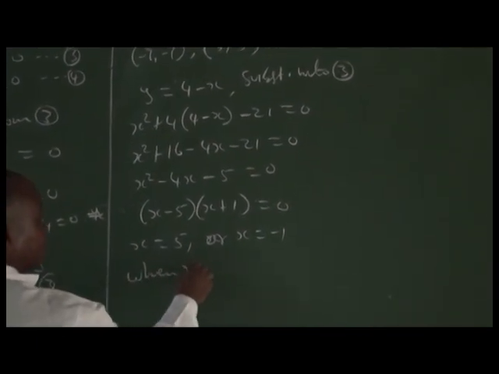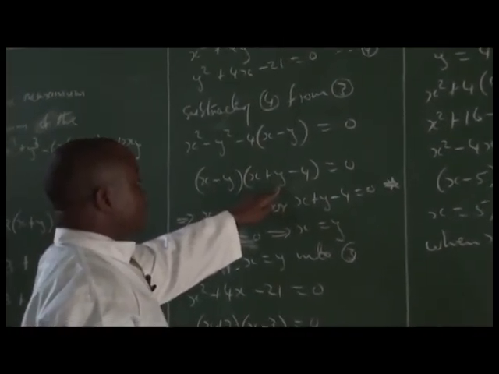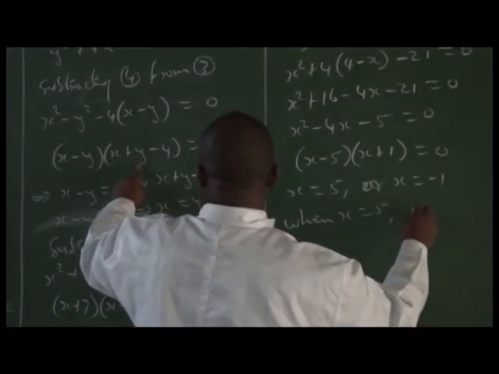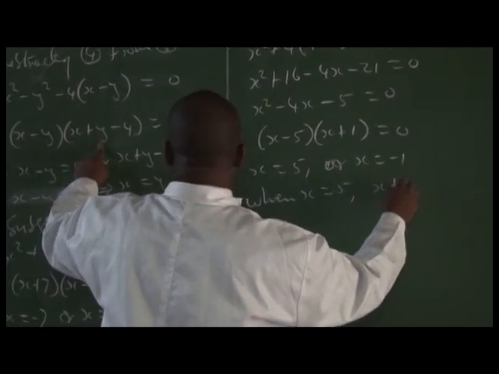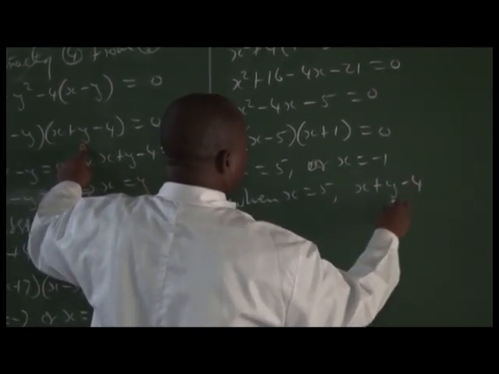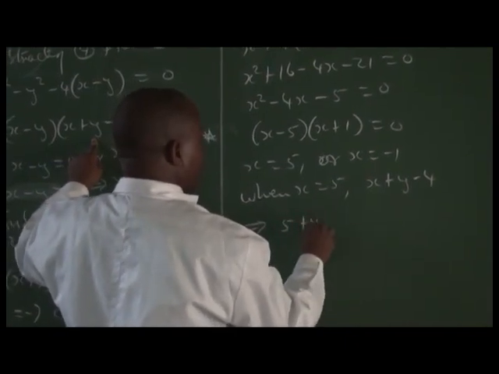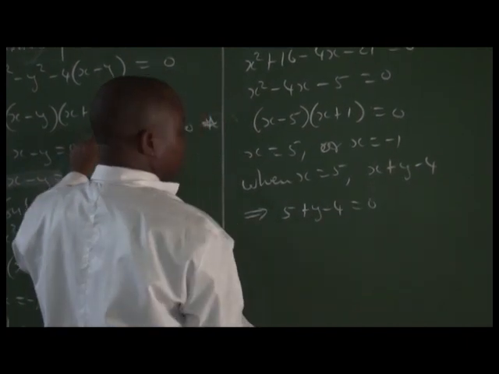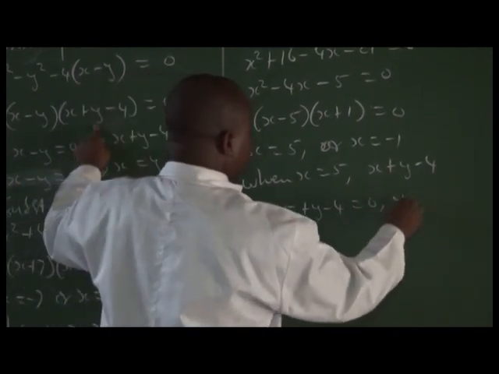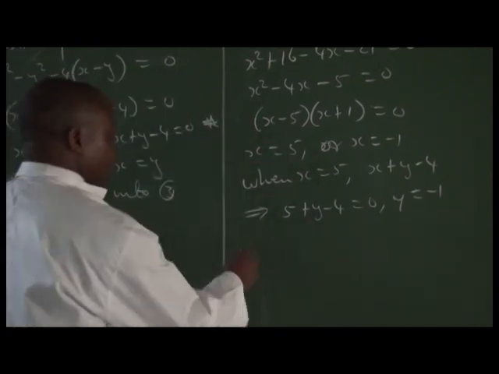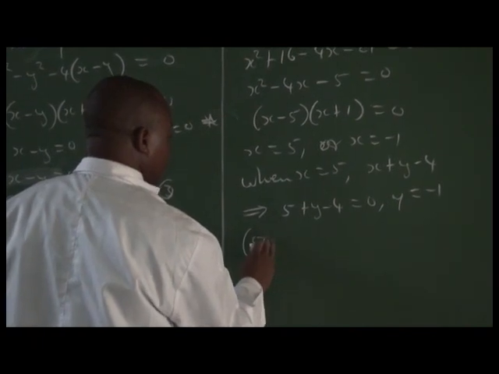So when x equals 5, if you substitute it here, you have x plus y minus 4, which implies 5 plus y minus 4 equals 0. So what is that? It means that y equals minus 1. So when x equals 5, y is minus 1. We have a point there: x is 5, y is minus 1.